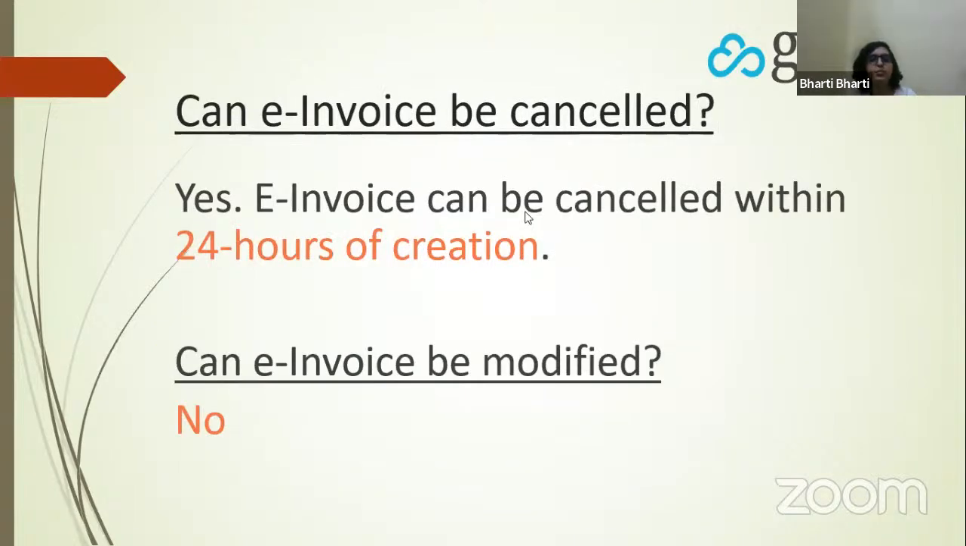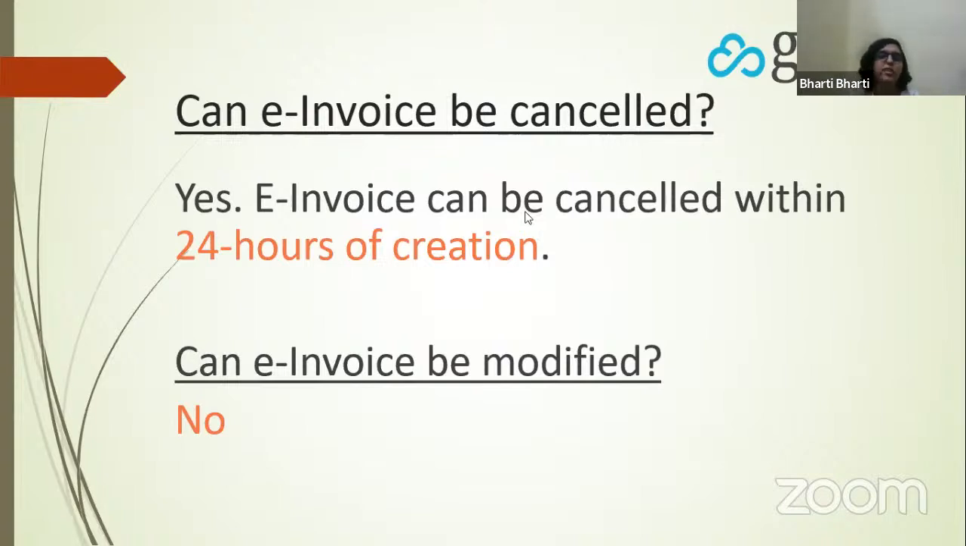Can the e-invoice be cancelled? Yes, the e-invoice can be cancelled within 24 hours of creation. Can e-invoice be modified? No. If you have generated an e-invoice and by mistake you have entered something wrong, you cannot amend it. You cannot modify it. The only option available to you is to cancel the e-invoice and generate a fresh e-invoice. You won't be able to use the same invoice number as well.